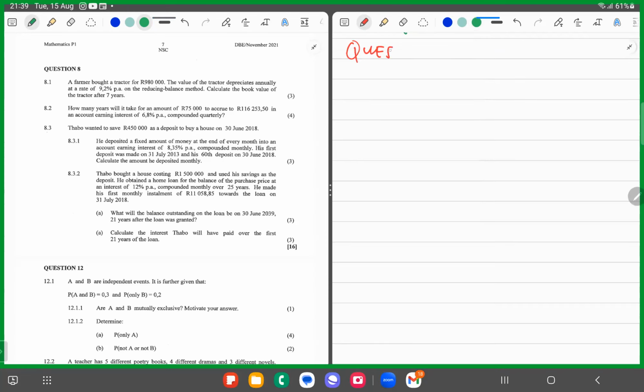If you look at question 8, this one is about a farmer. A farmer bought a tractor for 980,000, and the tractor depreciates annually. So at this point, it's similar to what I actually spoke about. You have to look at the depreciation notion. A farmer bought a tractor for that much money, but it depreciates. So in other words, what is this kind of story? So we're looking at the November 2021 exam.